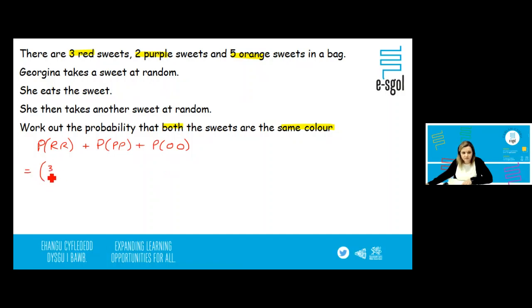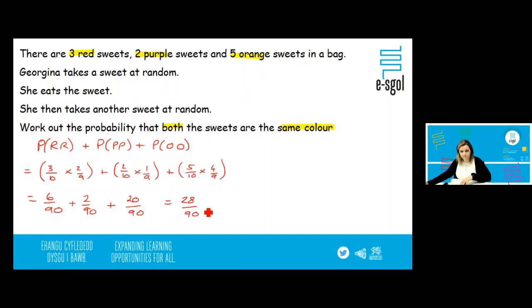So both red, 3 out of 10 multiplied by 2 over 9. I'm going to go a bit quicker now because you should be more confident with these. Purple, there's 2 out of 10 to start, going down to 1 over 9. And then orange, 5 over 10 to start with, going down to 4 over 9. Each section gets worked out, so 6 over 90 plus 2 over 90, add 20 over 90, giving you then, checking your answer at this stage, 28 over 90. Okay, and we'll move on.